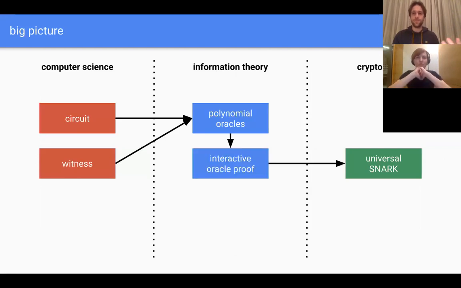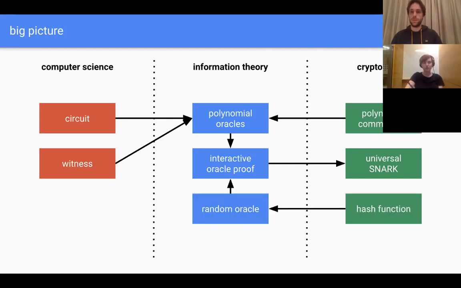This is the framework that was presented. We have three buckets. We have the computer science bucket, where there's a lot of compiling going on. You have code, and then you compile it into programs, RAM programs or circuits, and then you encode these into polynomials and things like that. Then you have information theory land, where you have the interactive oracle proof as the meat of your proof scheme, and then you have the polynomial commitment scheme here. And at the end, when you mix all this, you get a universal SNARK, which is very nice.